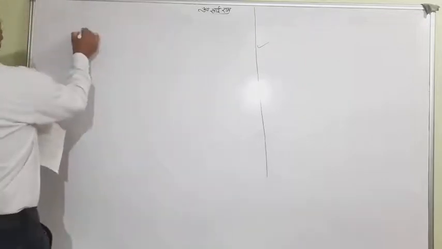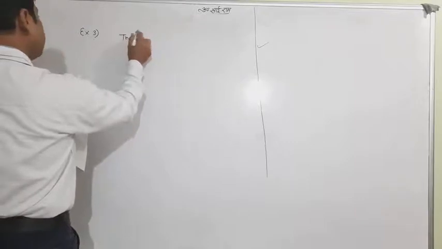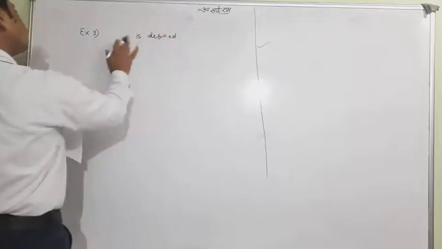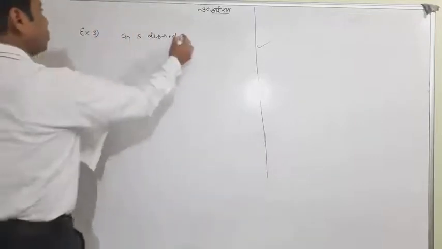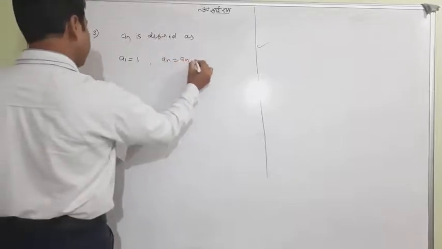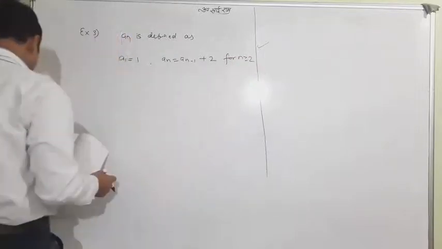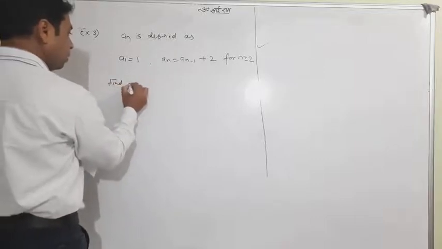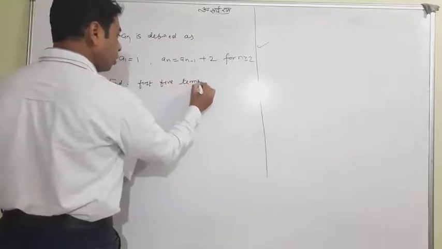This is example number 3. The question says, if An is defined as A1 equal to 1, An equal to An minus 1 plus 2 for n greater than or equal to 2, you have to find the first 5 terms. (Tn, or An suppose, okay, now we write An, you don't worry about that.)